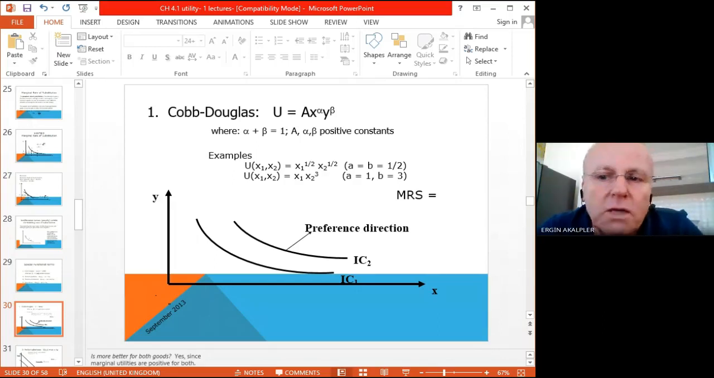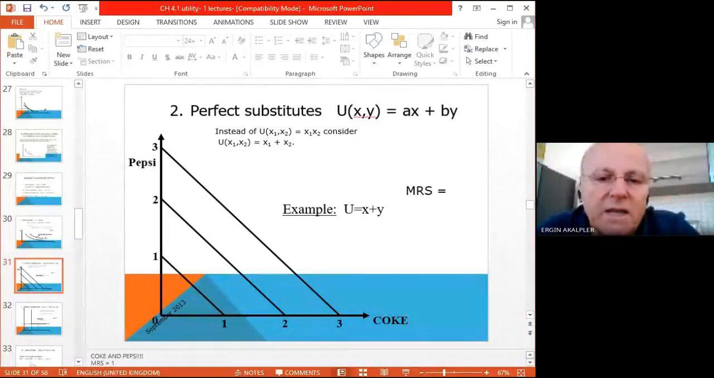When we apply this to the perfect substitutes, you observe here that the utility function is given as ax plus by. This is, of course, the utility considered for the non-linear equation x1 multiplied by x2, and u as a linear function x1 plus x2 is given as an example.